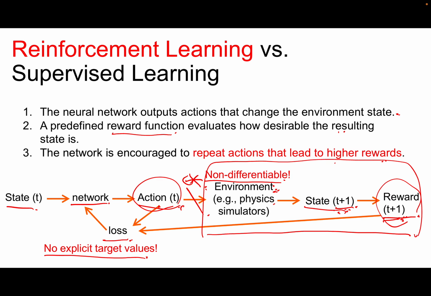We do not have a differentiable environment. We do not have an explicit target value. Even in such situations, we can still optimize the weights in a neural network with this computational graph. We will see these details at a later time, but that is the reason why we call reinforcement learning trial and error.